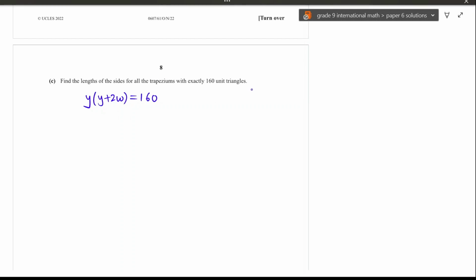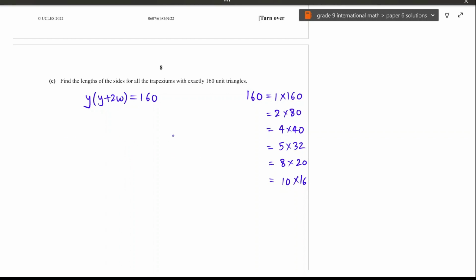Now I need to find out the factors of 160 here. So this is 160. What are the possible factors? 1 into 160, 2 into 80, 4 into 40, 5 into 32. It won't go in 6. 8 into 20, and then you have 10 into 16. After this, if I take 11, it won't go in 11. 12 won't go. 13, 14, 15 won't go. 16, then the factors will repeat. So I can just take these possibilities.